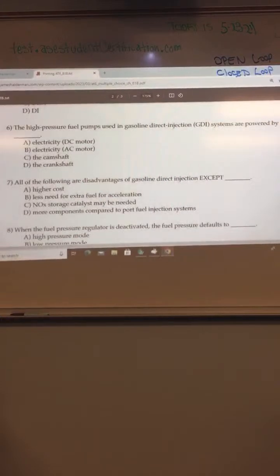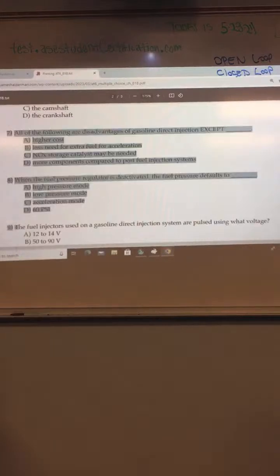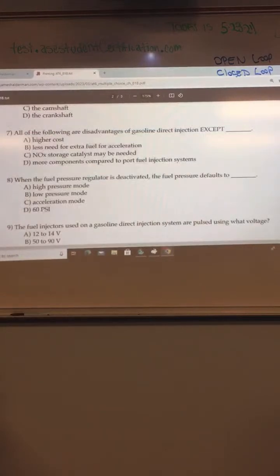The high pressure fuel pump is powered by the camshaft, like we saw on that one right there, right? You might see this question tomorrow. All the following are disadvantages of gasoline direct injection except, but you will see it tomorrow. In fact, all three of these you will see tomorrow: 7, 8, and 9. Make sure you're paying attention.